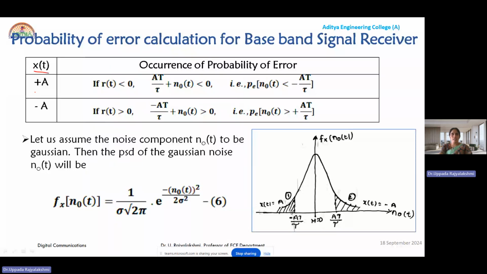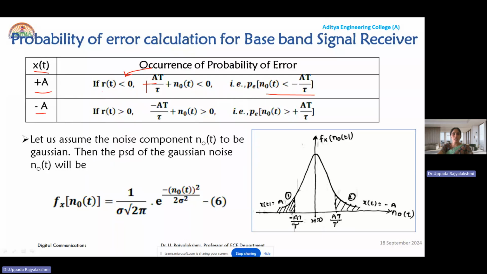When x of t is plus A, we know that output must be positive. But error will occur when the output of the low pass filter is less than 0. So the probability of error will occur when R of t is less than 0. But what is R of t? x naught of t plus n naught of t. What is x naught of t? Plus AT by tau when x of t is plus A. So plus AT by tau plus n naught of t is less than 0. That is, probability of error will occur when n naught of t is less than minus AT by tau.